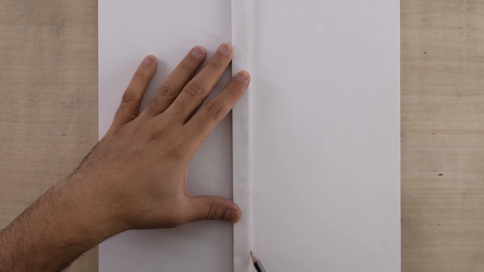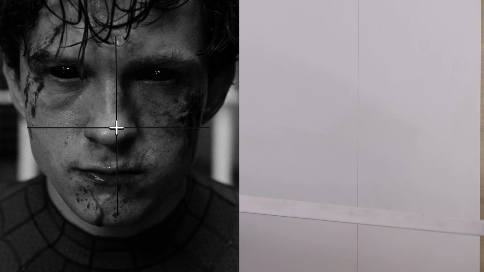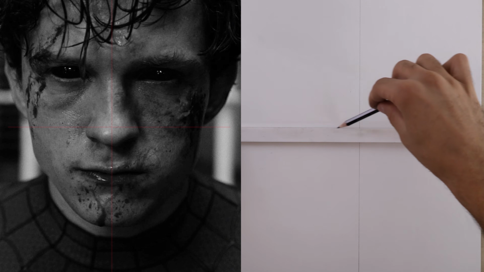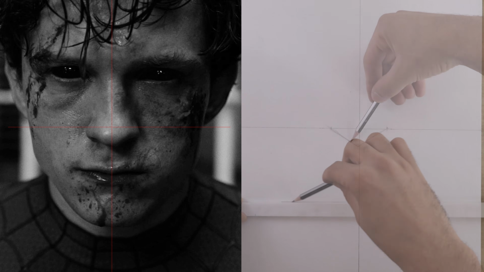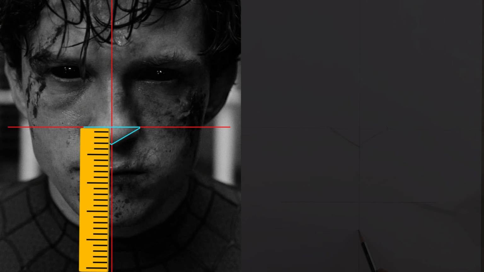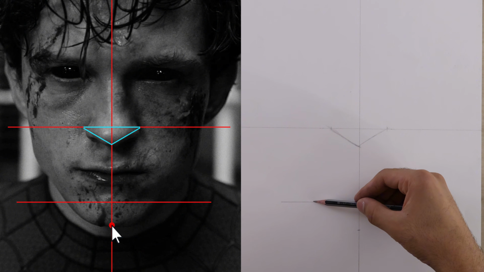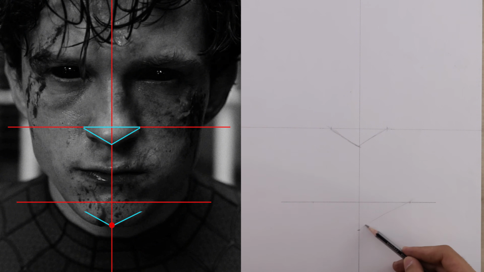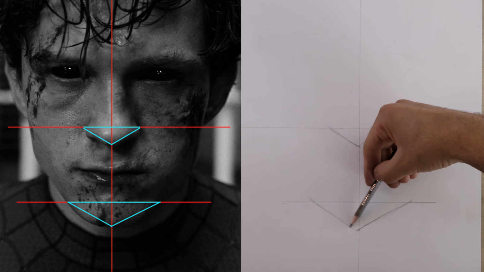Grab your paper and find the exact center point where a horizontal and vertical line would cross. Now place that onto the reference photo. Next, look for the four main horizontal guidelines on the face. Which one is closest to the horizontal line you already drew? The nose base. Take a point right at the base of the nose and connect it to the left and right, following the angle of the nose. That gives you a small inverted triangle.